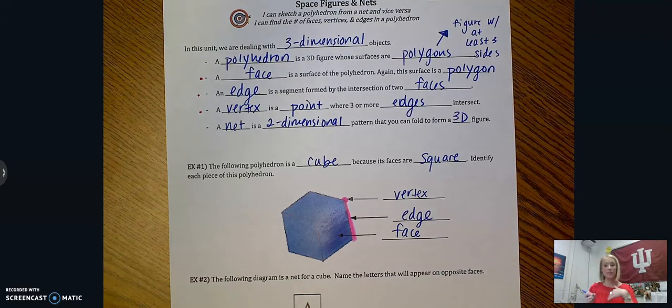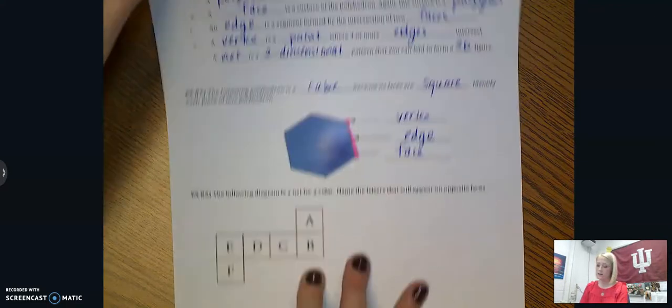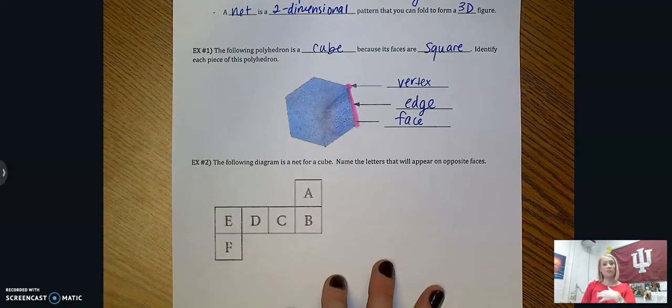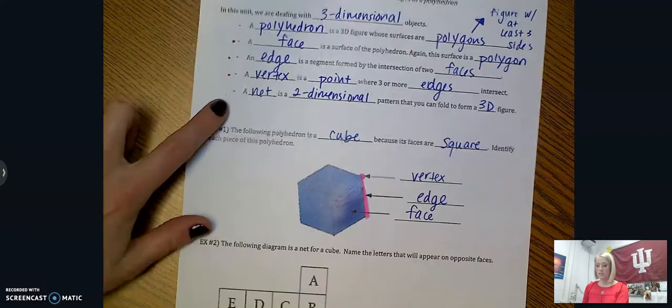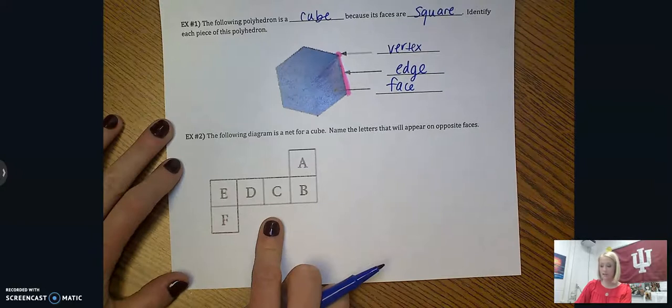So those are the different pieces of a three-dimensional figure: faces, vertices, and edges. You'll see those terms used a lot here. Now let's shift gears and look at nets, which is what we were talking about here. So this is an example of a net of a cube.